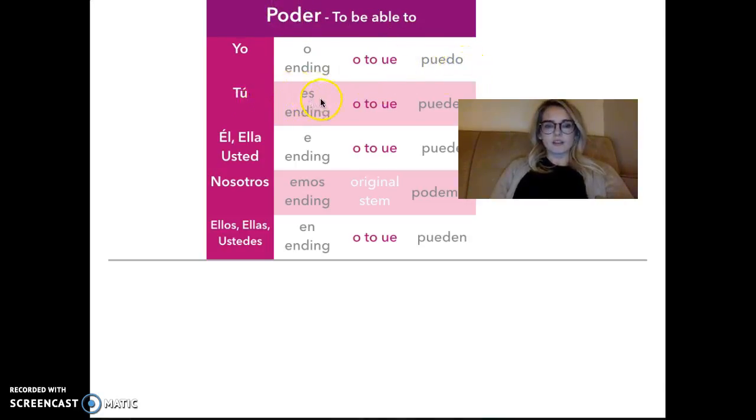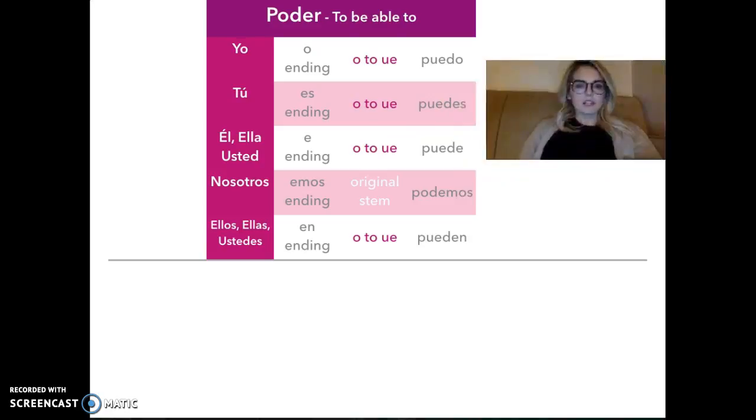Tú, the ES ending that we're used to, O to UE would be puedes. Él, ella, usted, the E ending, O to UE spelling change, so puede. Nosotros, the emos ending, and this one does not change. So it does not change in the first person plural, or the nosotros form. So that leaves us with podemos. So the O here is unchanged from the original stem. Finally, ellos, ellas, or ustedes has our normal EN ending, and it does have a change of O to UE, leaving us with pueden.